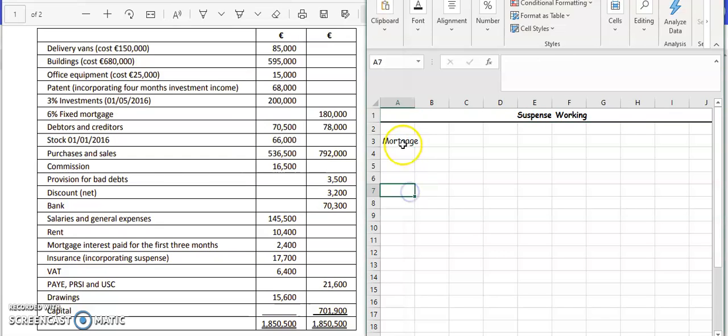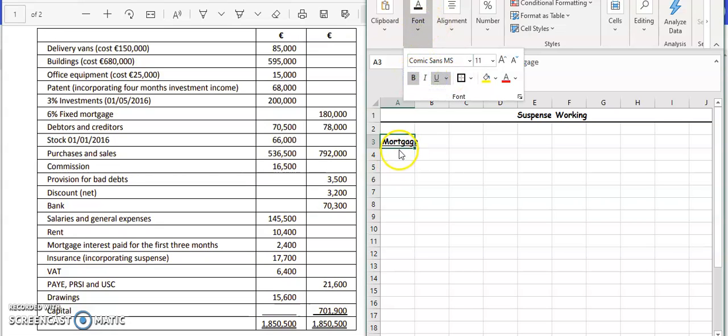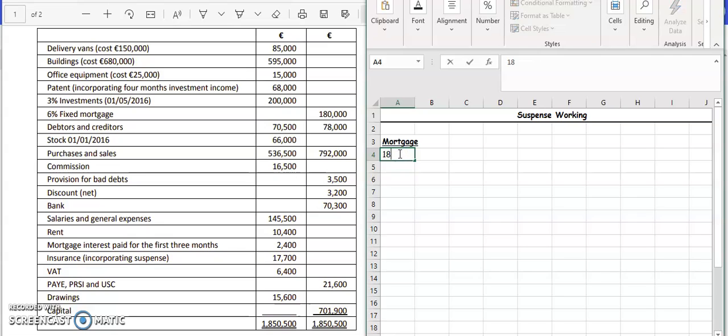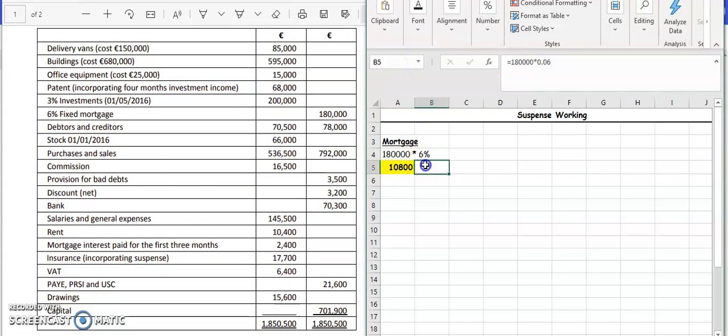Now the suspense is going to have a couple of adjustments in it. So we're going to have a look at our mortgage. So our mortgage is 180,000, and we're going to multiply that by 6% in the question. So the yearly amount is going to be equal to 10,800. Now that 10,800 is interest that needs to be paid, so that's going to go into our profit and loss account.